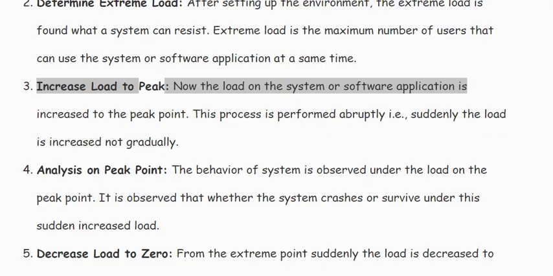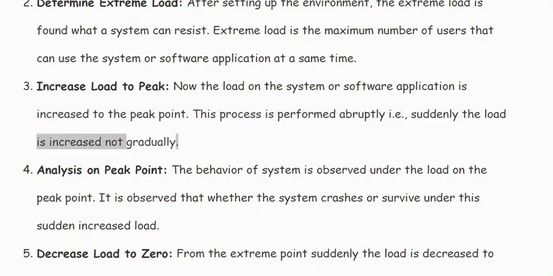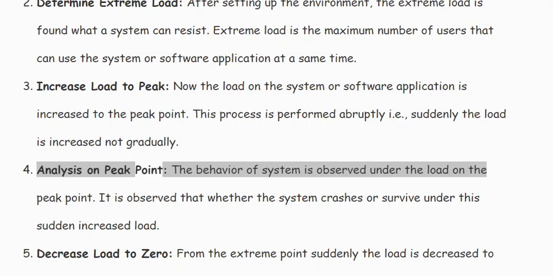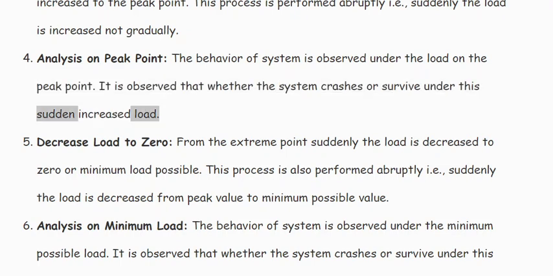Increase load to peak. Now the load on the system or software application is increased to the peak point. This process is performed abruptly, i.e., suddenly the load is increased, not gradually. Analysis on peak point. The behavior of the system is observed under the load at the peak point. It is observed whether the system crashes or survives under this sudden increased load.